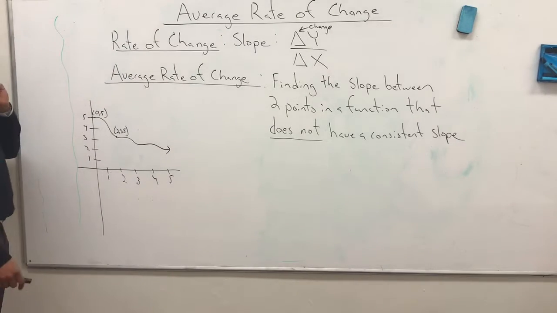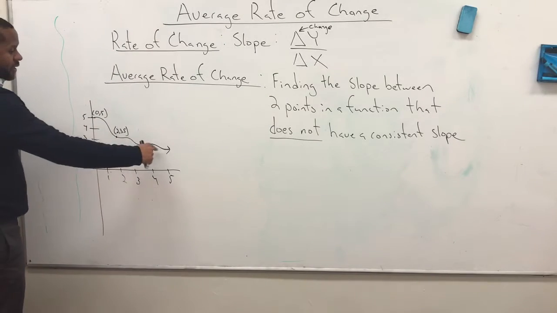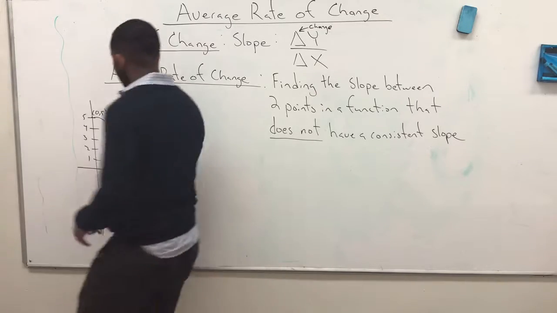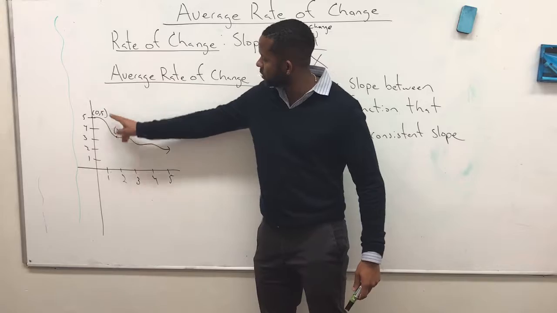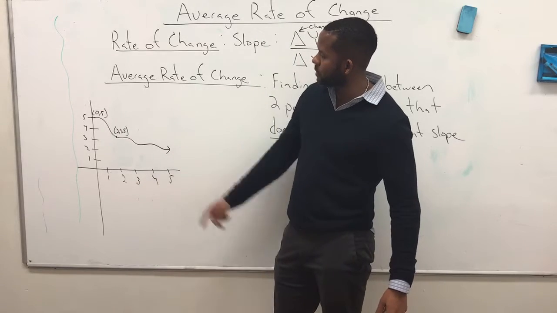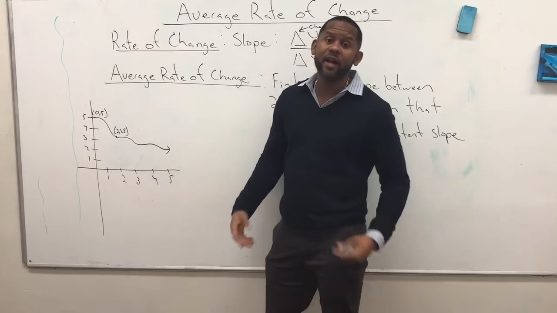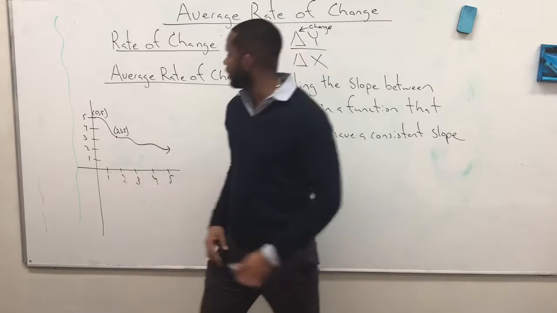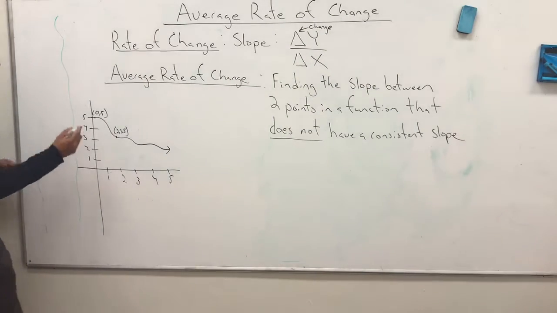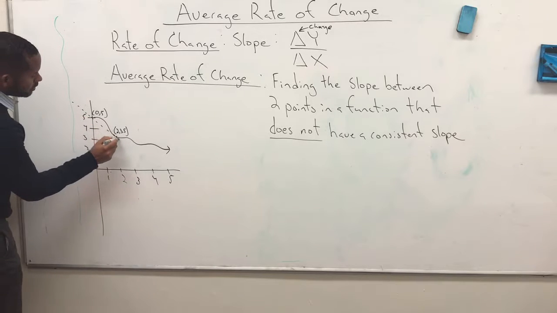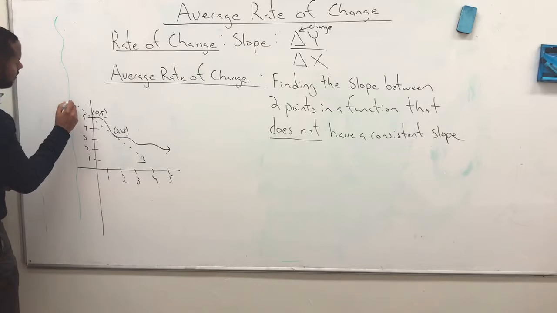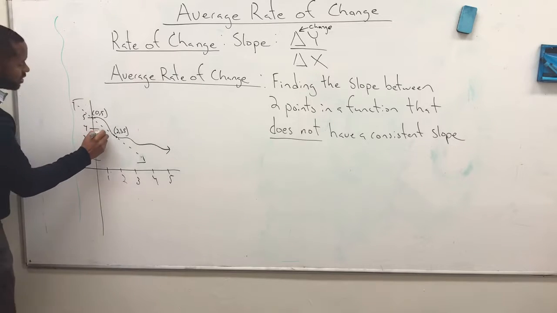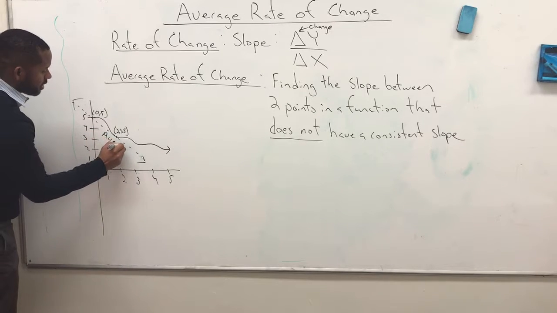So here's an example of that. This function right here clearly does not have a consistent slope. Let me go on this side, right? You can see the slope changes at many points. But we're actually going to find the average rate of change between this point and this point. So ultimately what we're doing is finding the slope of that line right there. And we're going to call that the average rate of change between those 2 points.